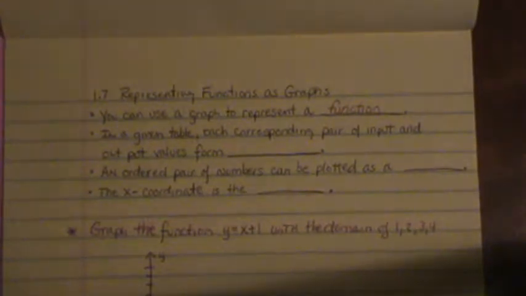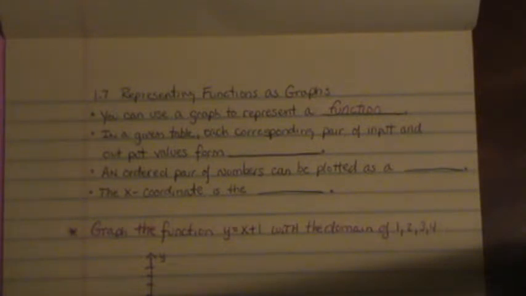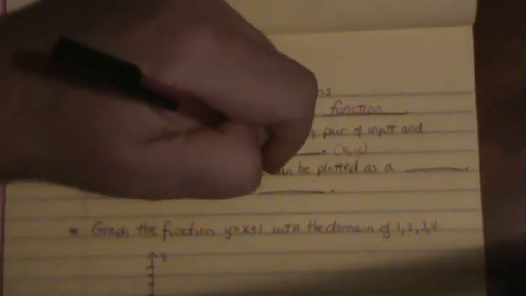Okay? In a given table, and a table is basically where you put the x and y values and that type of stuff, each corresponding pair of an input and output values form what? Give you a clue. What is x, y considered? If you say ordered pair, that would be correct.